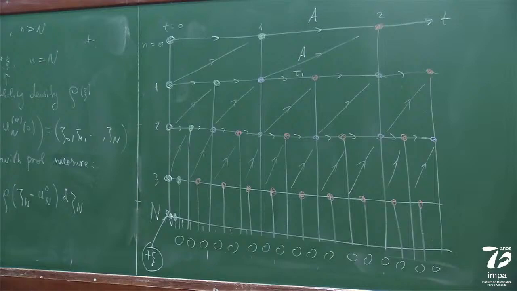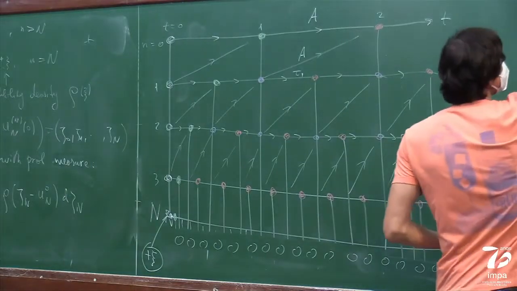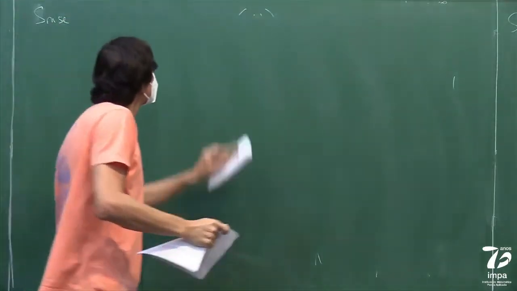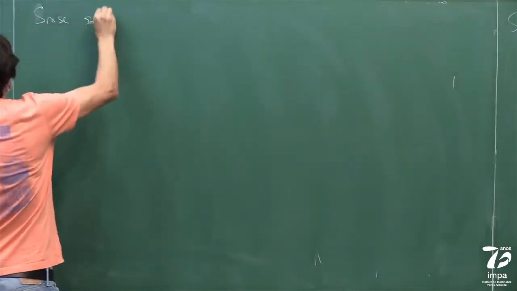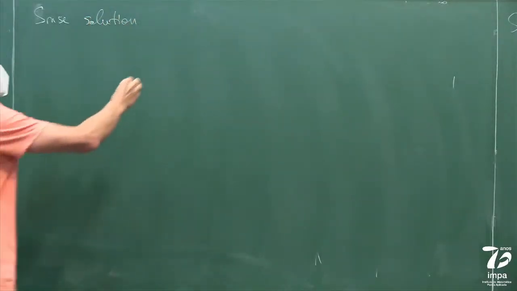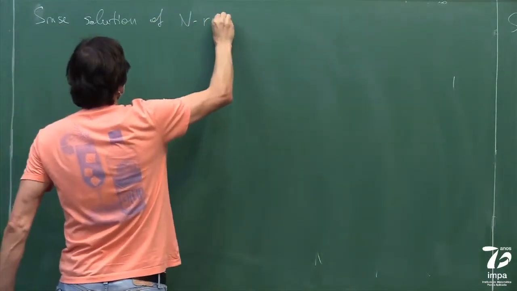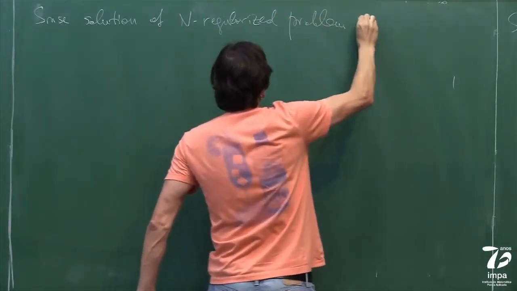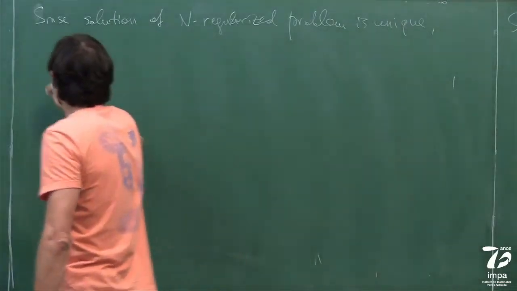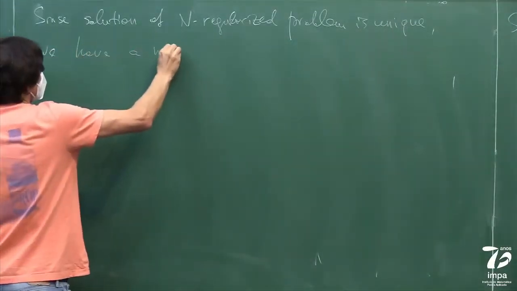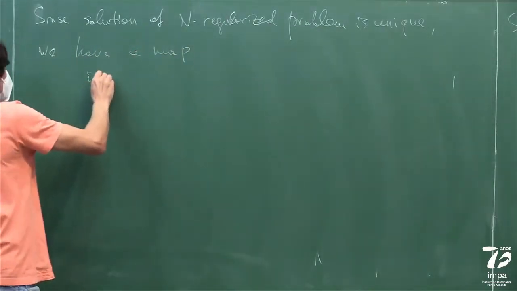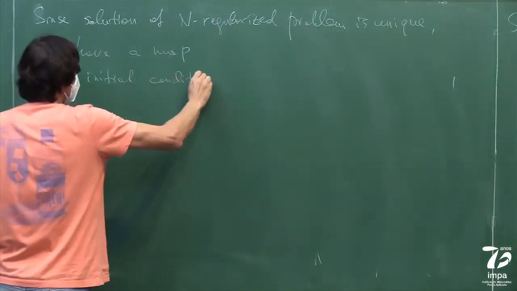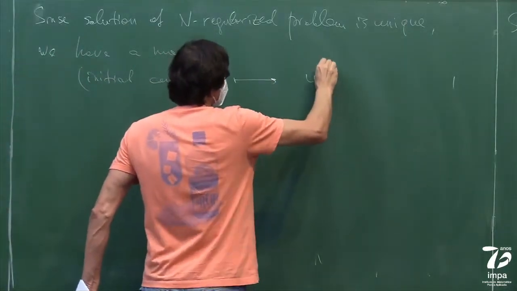So now, since the solution of the regularized problem, the deterministically regularized problem, is unique, we have a map that maps the initial condition to the N-regularized solution.